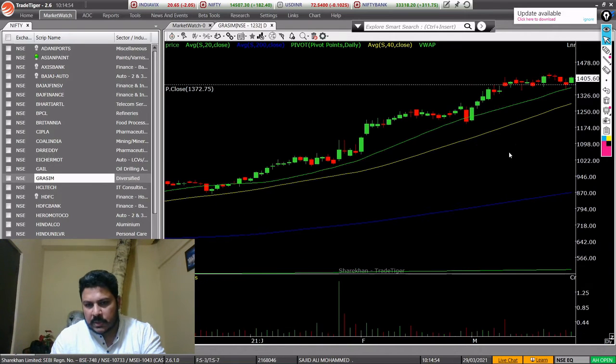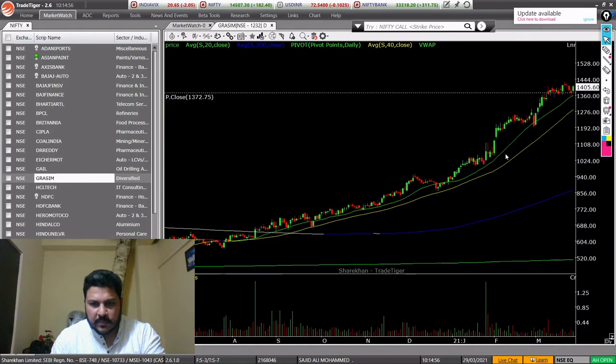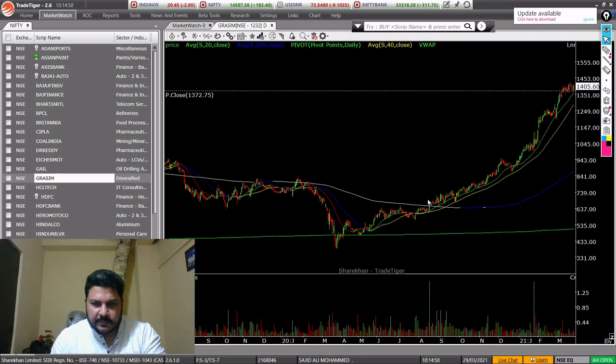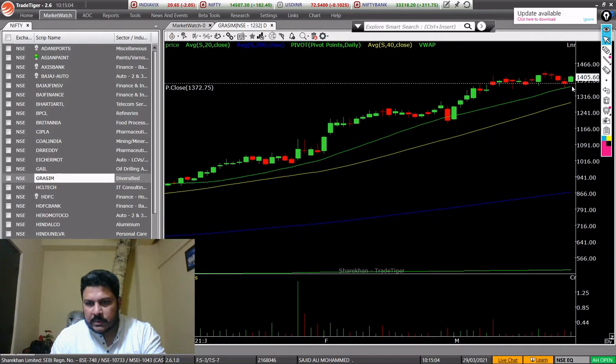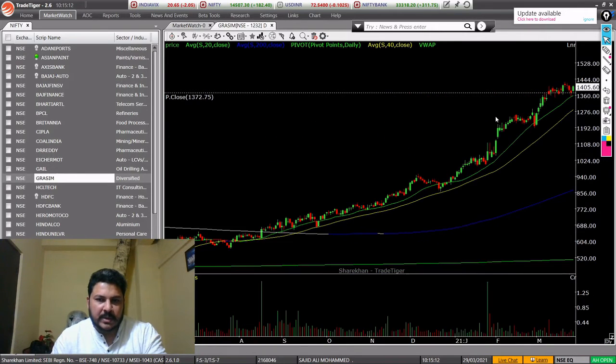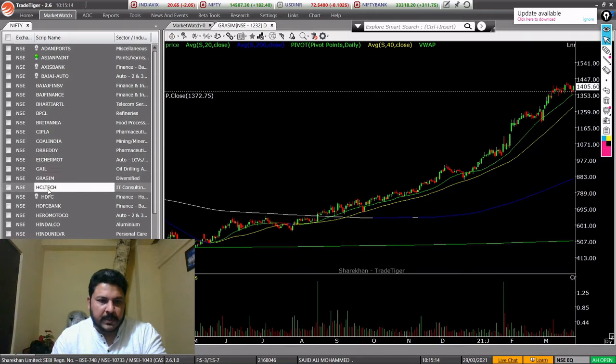Grasim is one stock, guys, which has been constantly performing. And look at the graph. It's still running in an uptrend, and it's still a good buy above this high 1405. You can still add. You can still go further up from here. Grasim is a good buy.